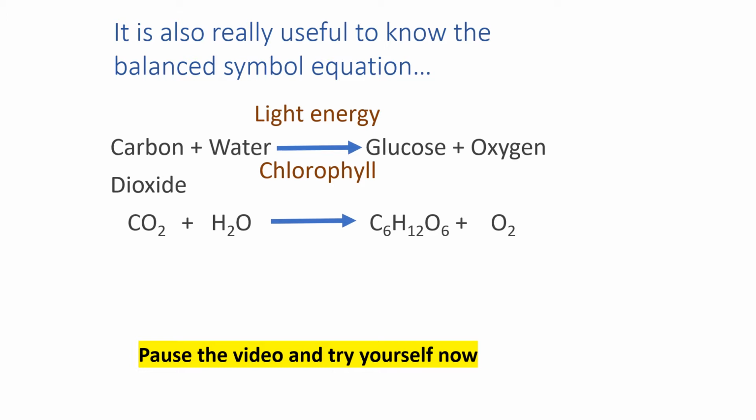Here, take a look into the symbol equation of photosynthesis. CO2 plus H2O produces C6H12O6 plus O2. Let's pause the video and try yourself to balance the equation. There you go. Most of you got this right. So 6 carbon dioxide reacts with 6 water that produces 1 glucose molecule and produces 6 oxygen molecules.